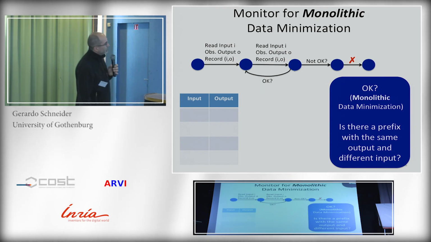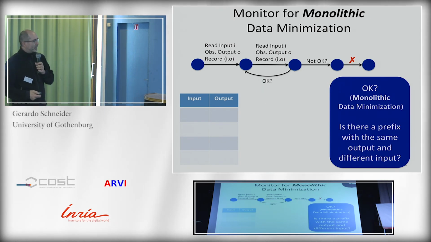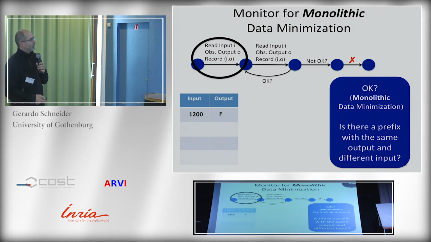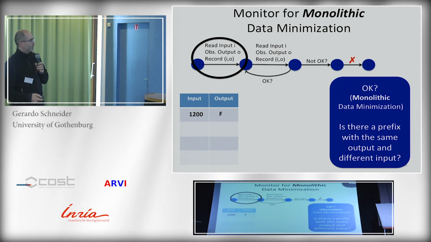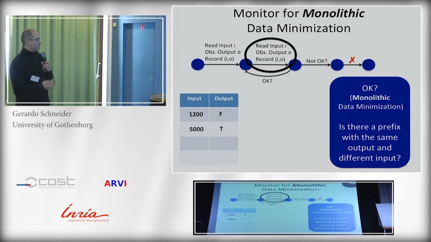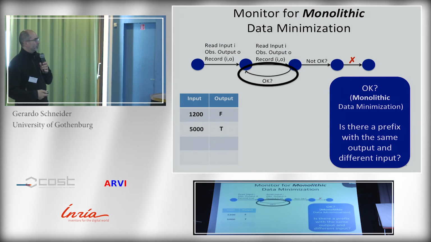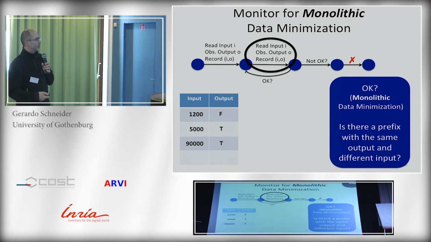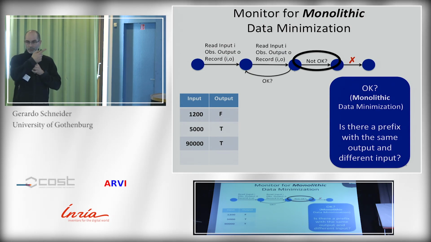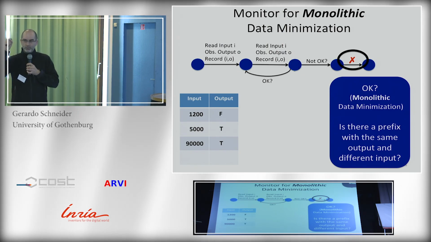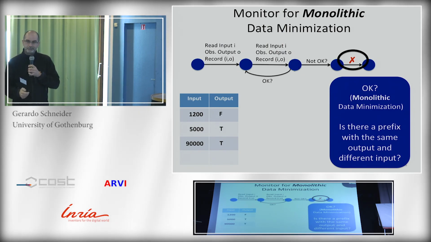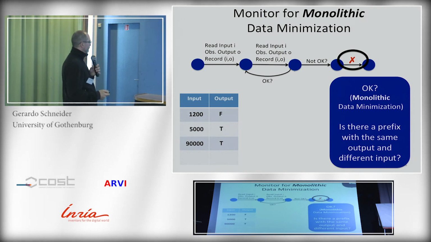Let me give an example again. In the example of the benefit program, under the input 1,200 we observe false. Under the input 5,000, we observe true. This is okay. Then 90,000 gives true. It will fail, because it detects a prefix that does not satisfy the property, and then it says you violate, the program is not minimal. Good.